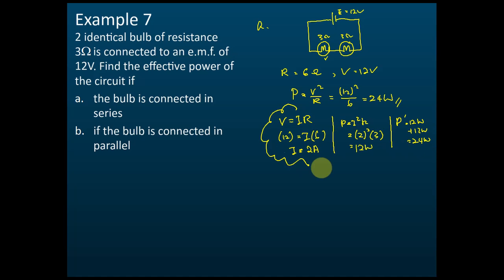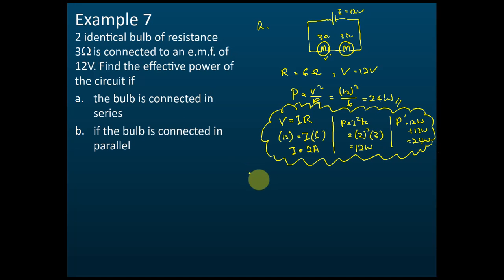So you can also use this method, where you find the power separately. You find the power of the first bulb and the power of the second bulb. Since they are identical bulbs, their power is the same. The power of this one plus the power of this one gives the effective power, 24 watt, same as before. So there is another way to find the answer, 24 watt.